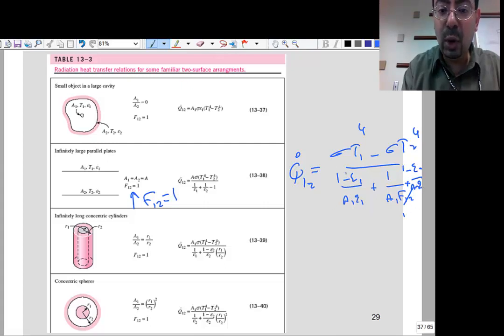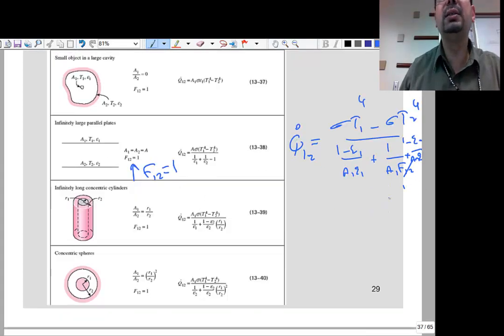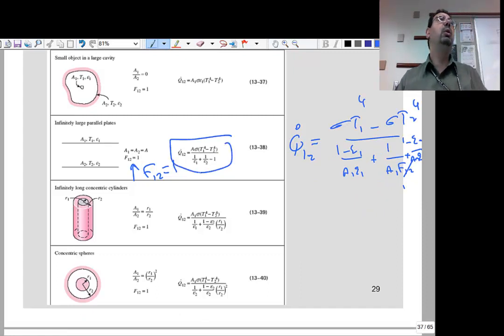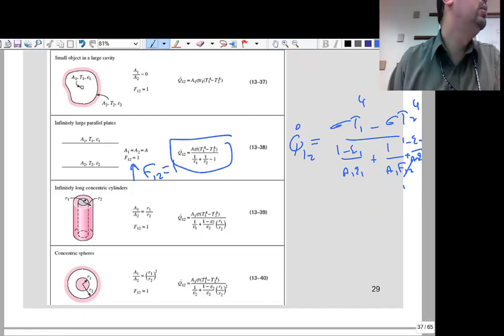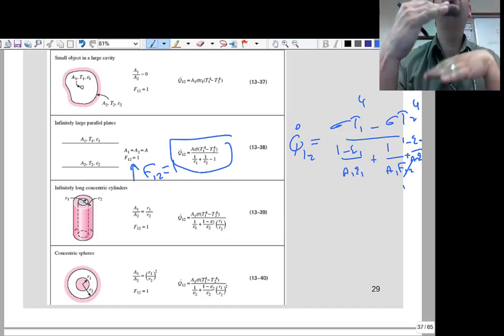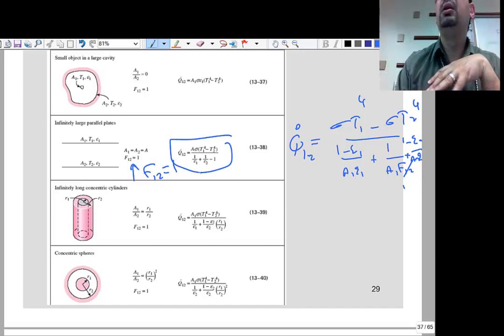But then if you work the math, you realize that this is basically simply going to be this. So then people put this in a table. It's in our chapter 13. And so in the exam, if you just have two parallel plates, infinitely long parallel plates, you don't have to actually write the formula and try to come up with your F12. You basically just hit this formula and use it.